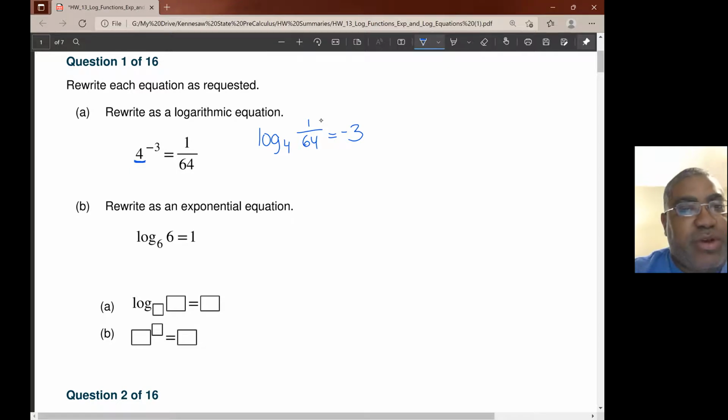Base, answer, exponent. So logs are base, answer, exponent. So, little joke.